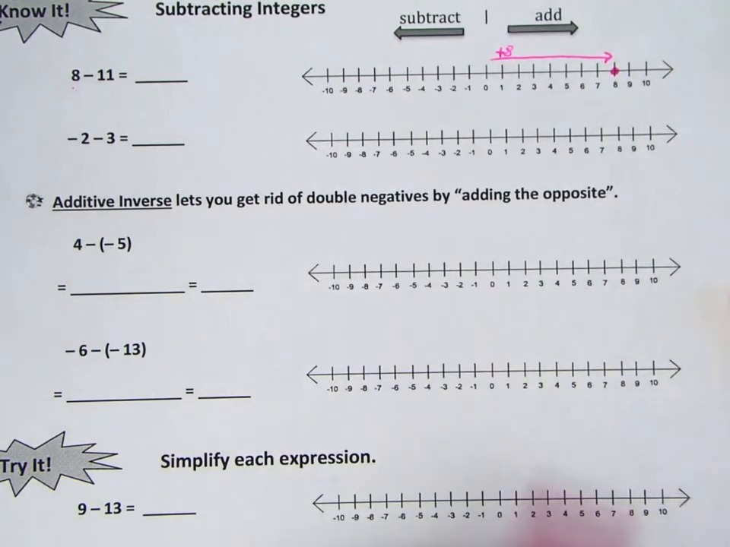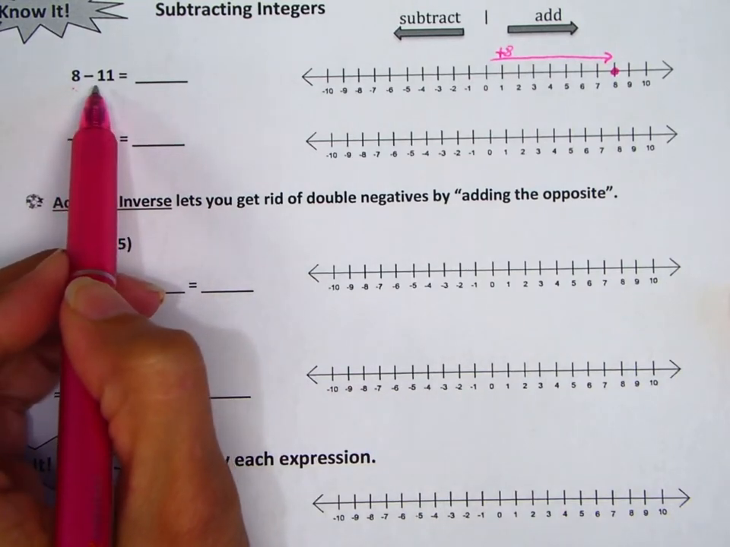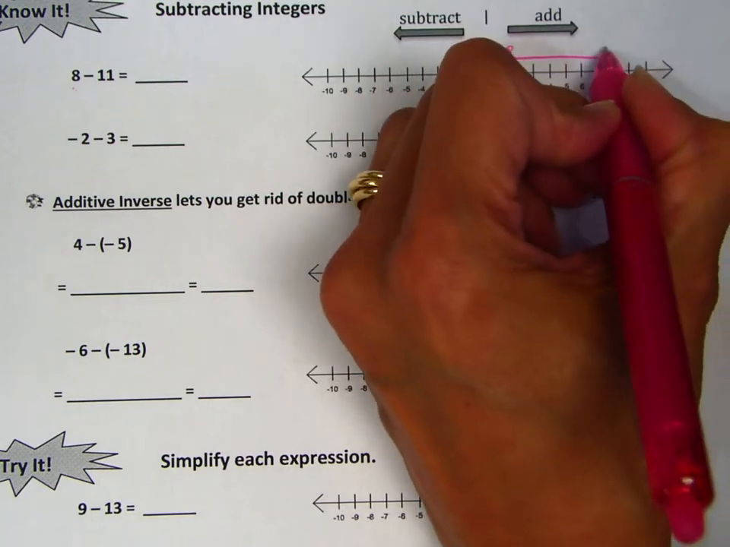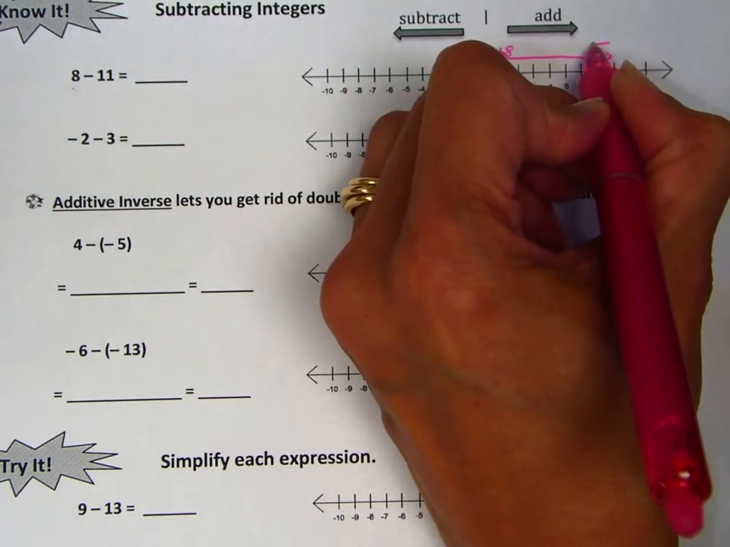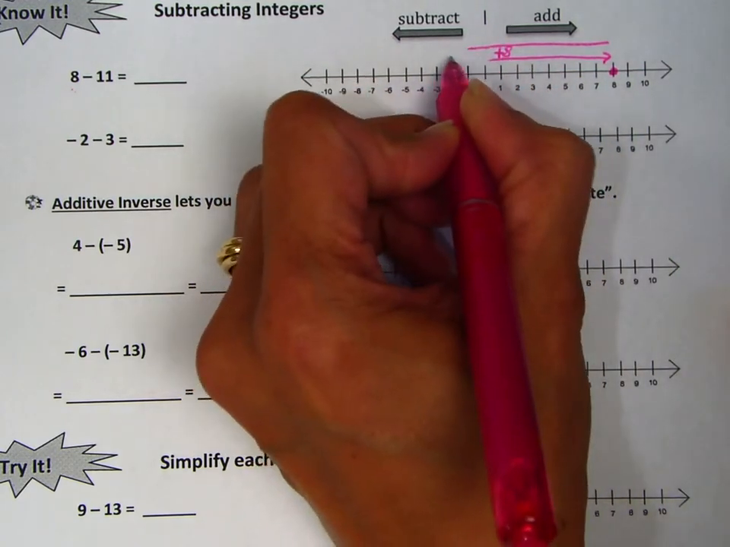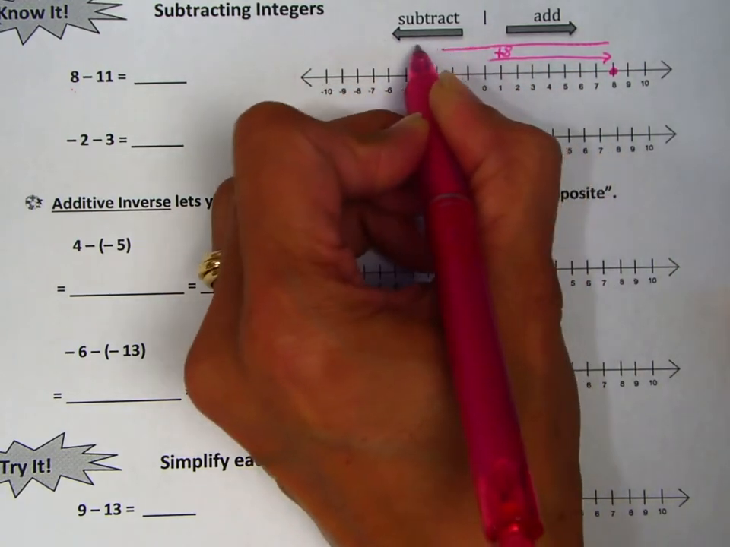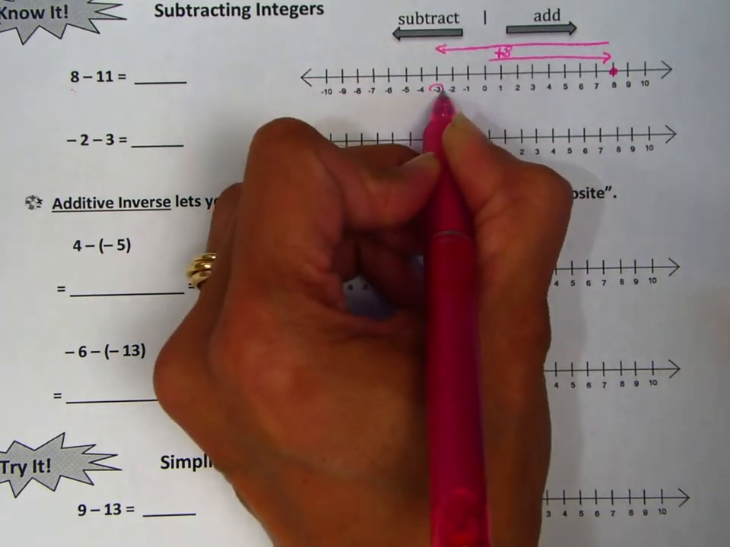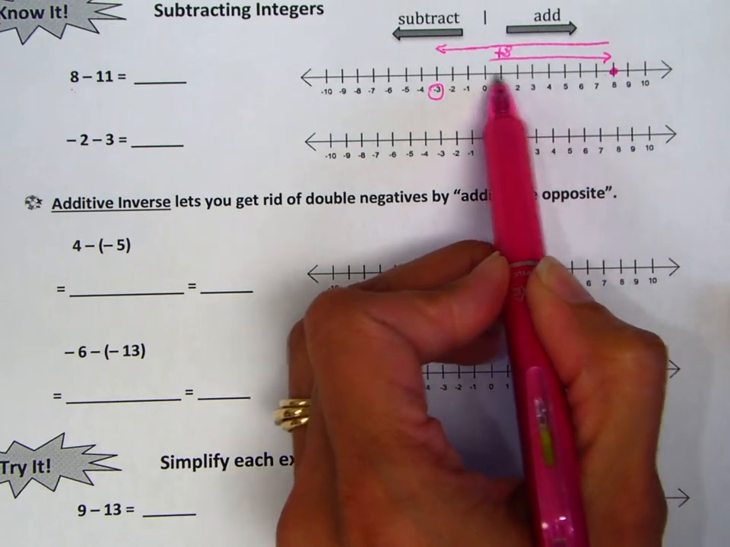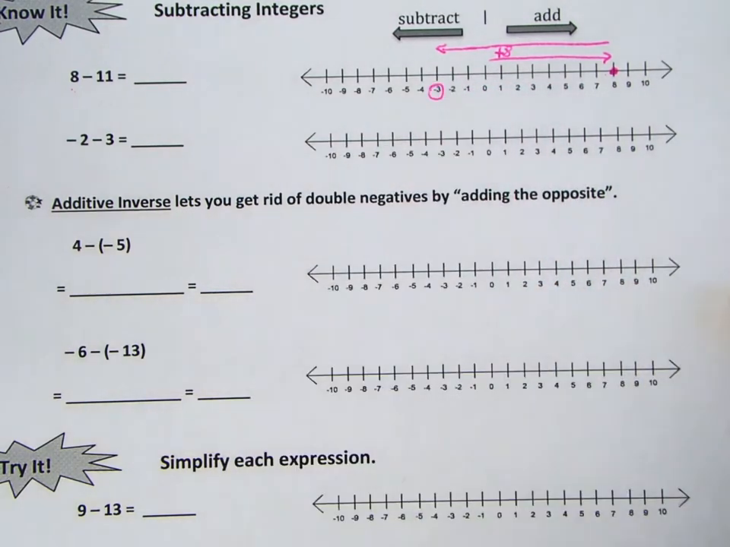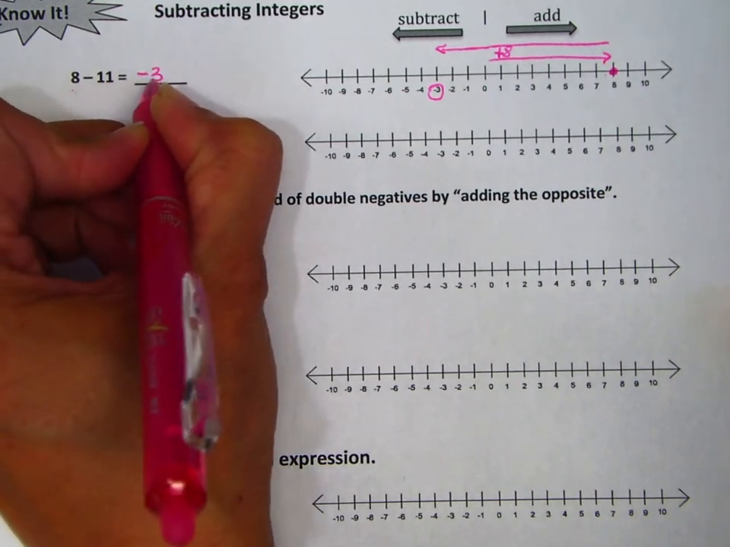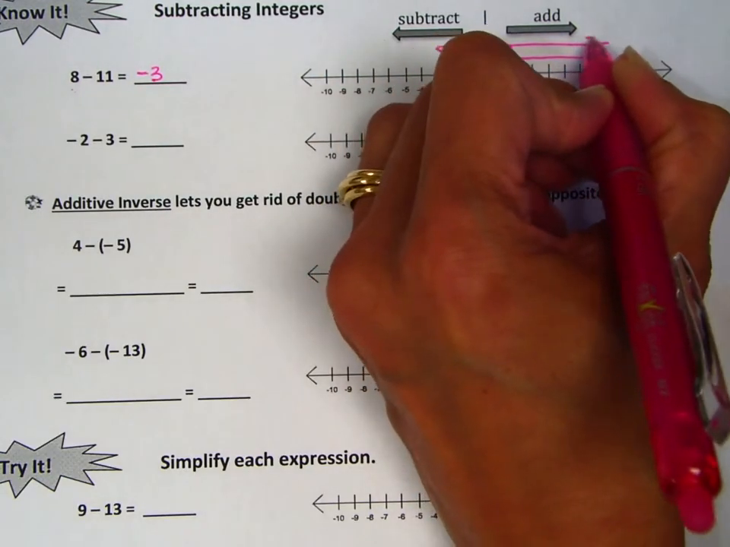So there's positive 8. Now I want to subtract 11. Remember, subtracting goes towards the left. So from where I ended up, which was 8, I'm going to subtract 11. And I end up at negative 3. 1, 2, 3, 4, 5, 6, 7, 8, 9, 10, 11. So 8 minus 11 is negative 3.